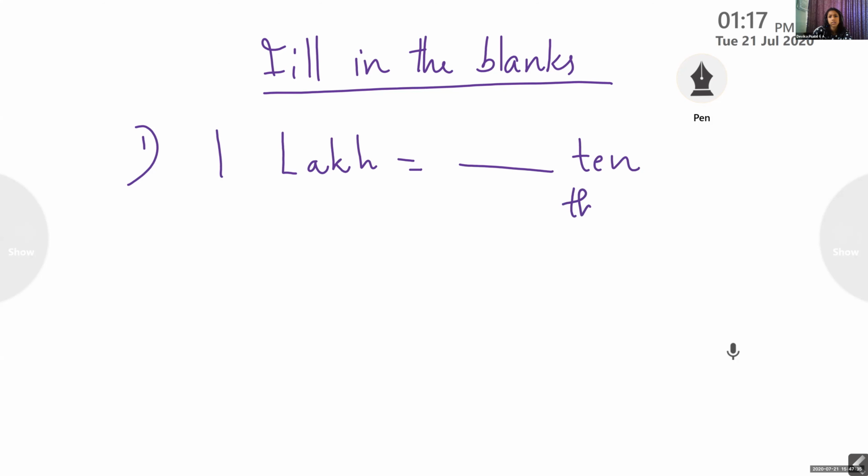Ma'am, last class you told us to write international system of numeration as the heading. So should we write it below this? No, you take your rough note and write. Or under that you write, no problem. 1 lakh equal to dash 10,000. Ma'am, can we cut international system and write? You cut international system and write.